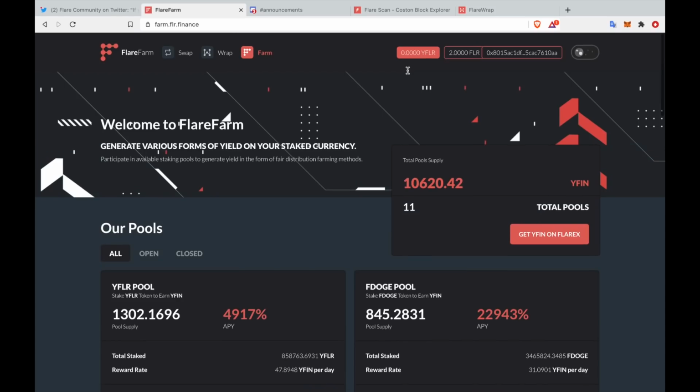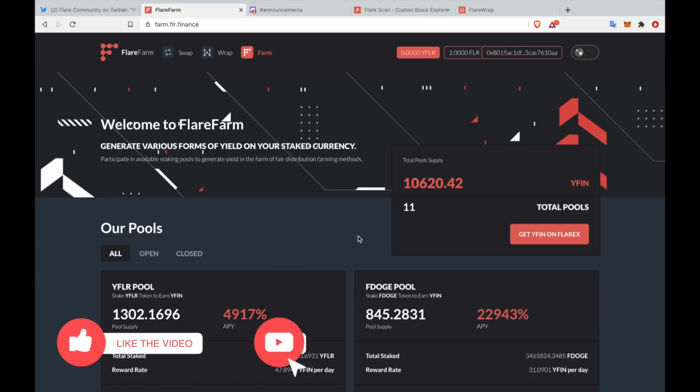Now, I hope that this has given you some clarity, especially using the paired pools. The idea is to gain as much value in your wallets as possible, and if you are successful and in the top 250, you might just get a Flare Finance NFT.